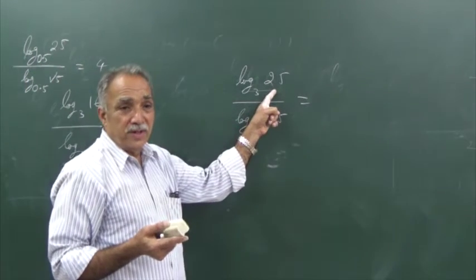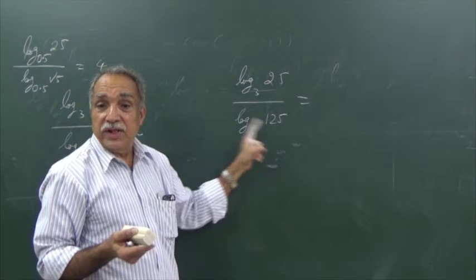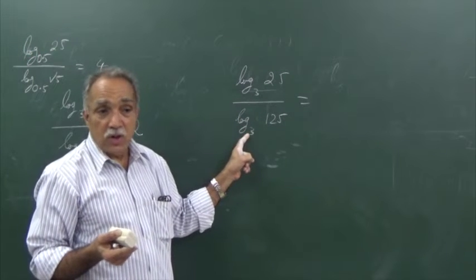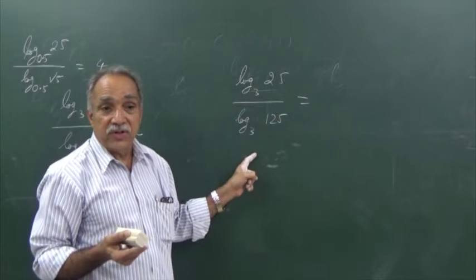This is log of 5 square, therefore it is 2 log 5. This is log of 5 cube, therefore it is 3 log 5. In both numerator and denominator, for both logs, the base is the same. Log 5 base 3, log 5 base 3 cancel.